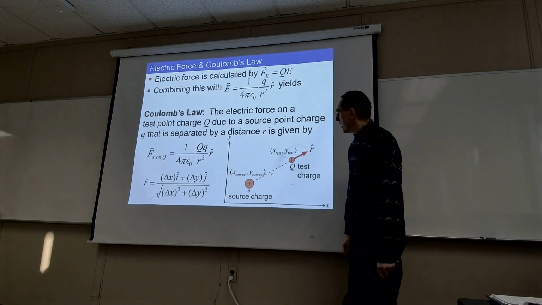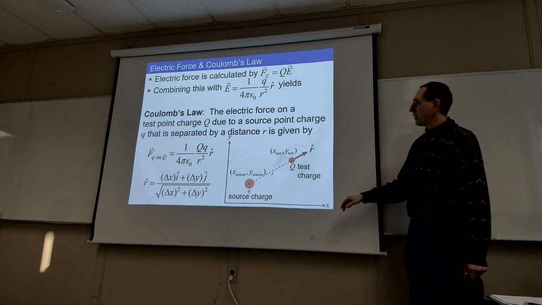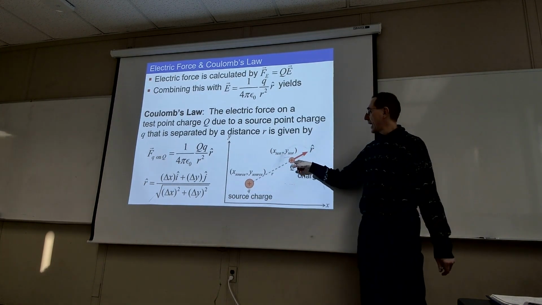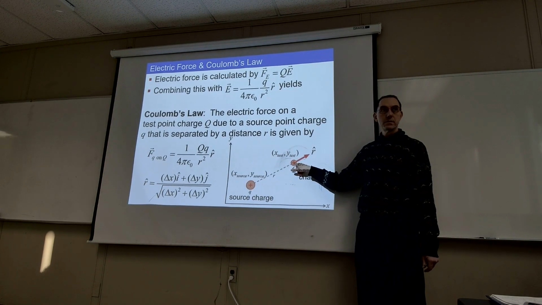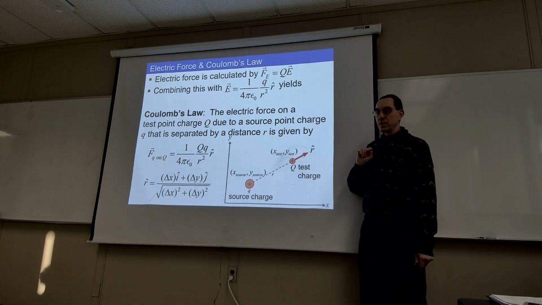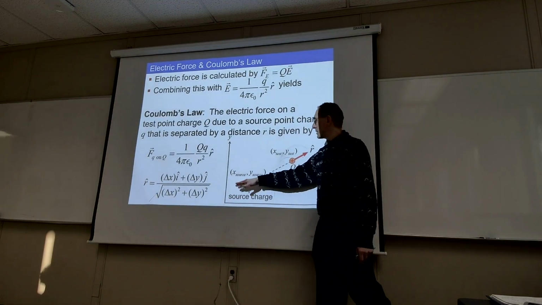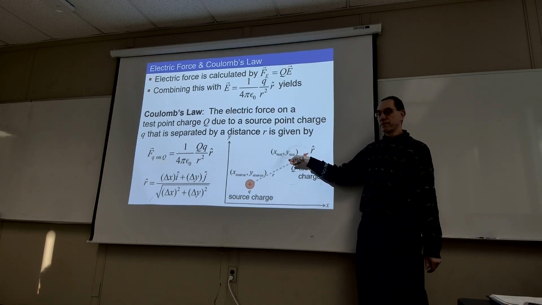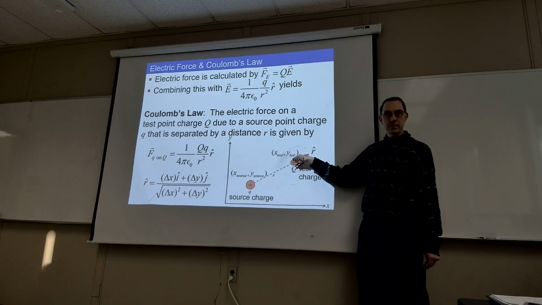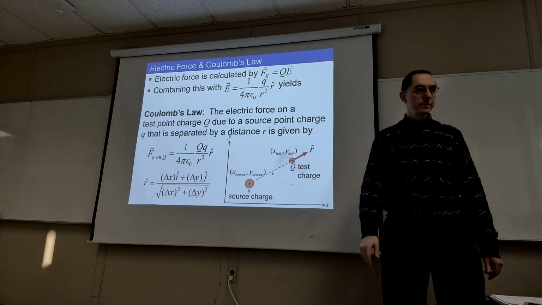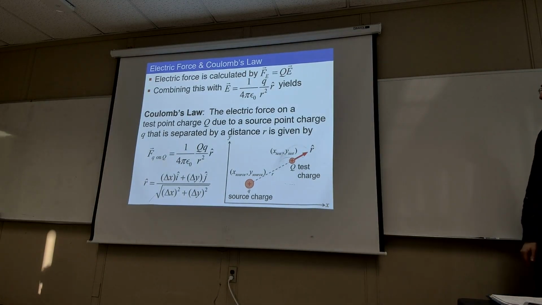Okay, so here's our diagram now. I've got some source charge here, little q, which is creating an electric field at this point, where I've now put a second charge, capital Q. This is considered the source charge because it's creating the electric field at this point, and this is considered the test charge because this is where I want to measure the force. So the location of the test charge is where I'm measuring the force. All right? So that's another way to calculate the force.